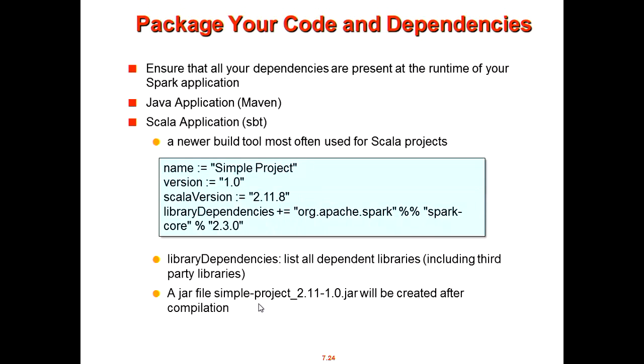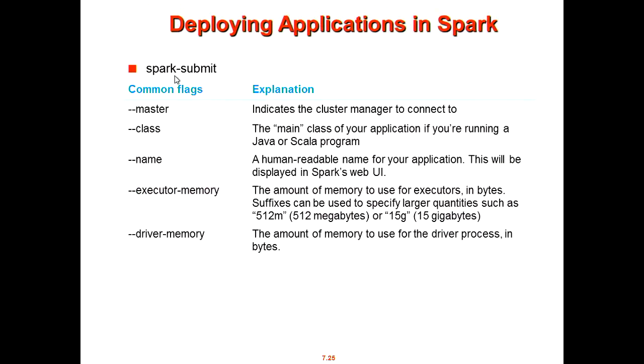The jar file will be generated. This name is based on what you gave to this project, simple project. And this is the version of Scala, and this is the version of your program. And a jar file will be created. So what we need to do next is to submit this jar file to Spark, just like in MapReduce, where you use the jar file to run the job. Here, after you create this jar file, you need to use spark-submit to submit your program.